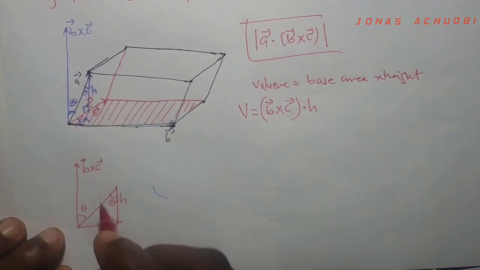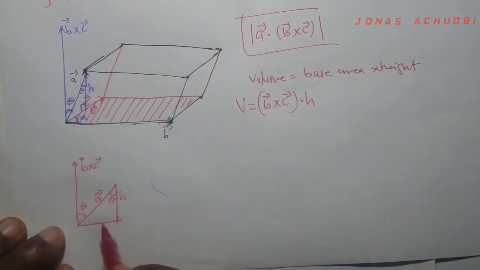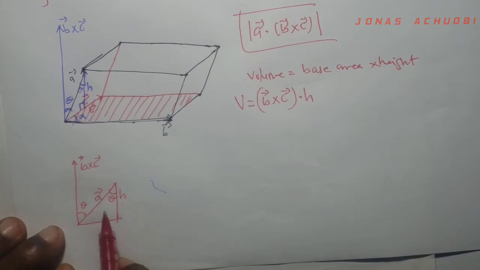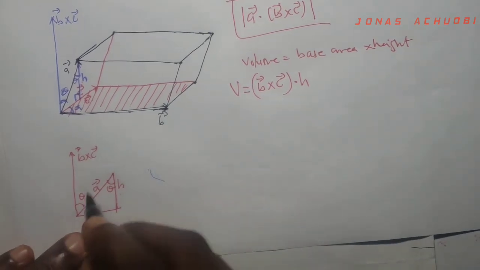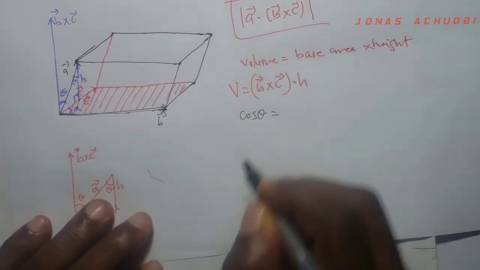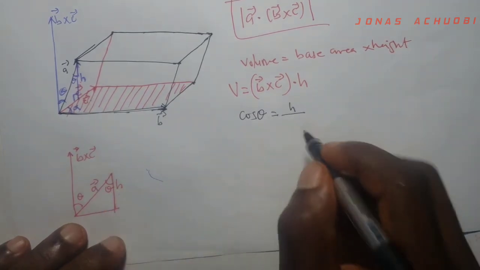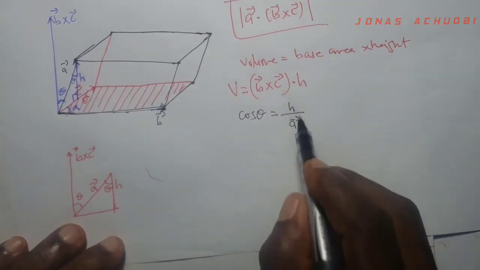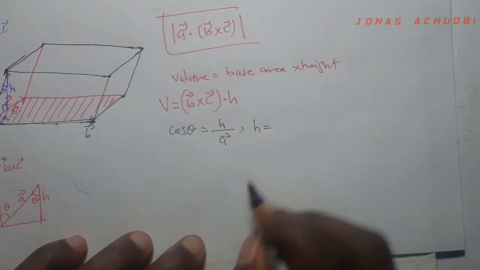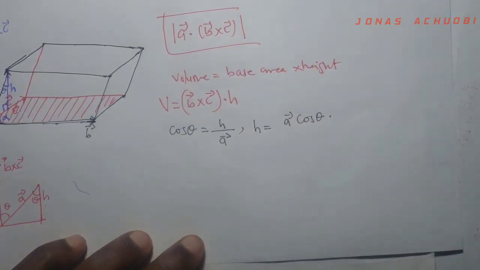So what is H? This is my vector A. Remember, this is vector A. We have the adjacent and the hypotenuse, so we can find H. We can write cos theta because of this angle. The cosine of theta is equal to the adjacent, which is H, all over the hypotenuse, which is vector A. So we can make H, the height, the subject. H is equal to vector A times the cosine of theta.